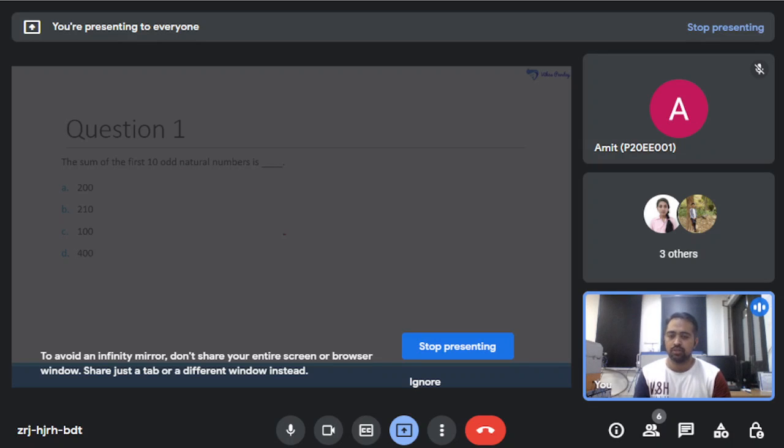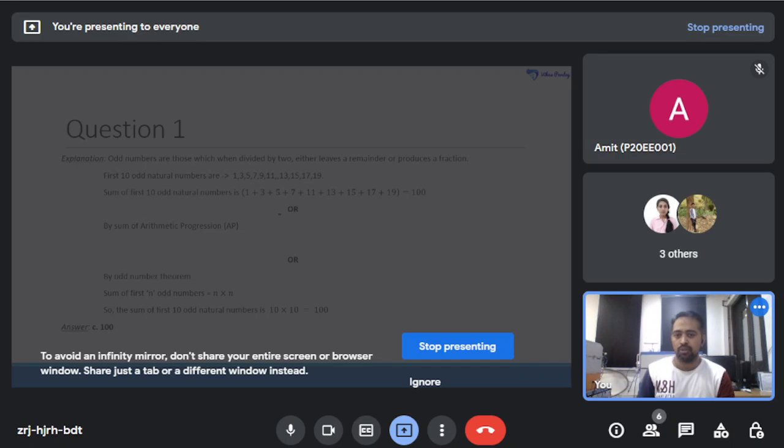First 10 odd natural numbers. So, natural numbers start with 1, and is 1 odd or not? Yes, odd. Then 2 is not odd. Similarly, 3 is odd, like that. If we count till the first 10 odd natural numbers, they are 1, 3, 5, 7, 9, 11, 13, 15, 17, and 19.